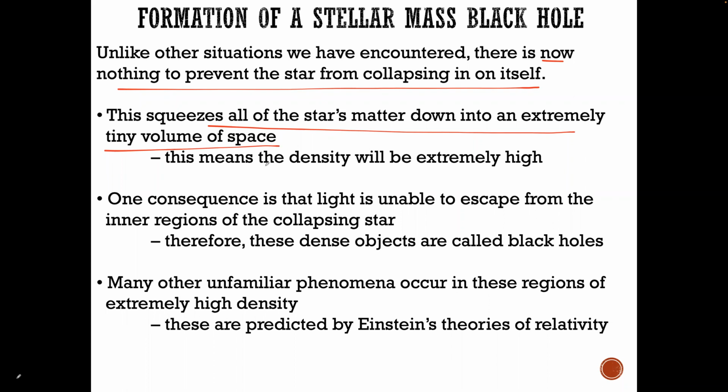So the density of the star will become extremely high. This will be an unusually dense star. And one consequence of these types of dense objects is that even light is unable to escape from the inner region of this collapsing star. So you cannot have light escaping from this star because of this high density. You will be wondering why. The answer will come to you when we talk about the next stages of these black holes. And these types of dense objects are what we call black holes.